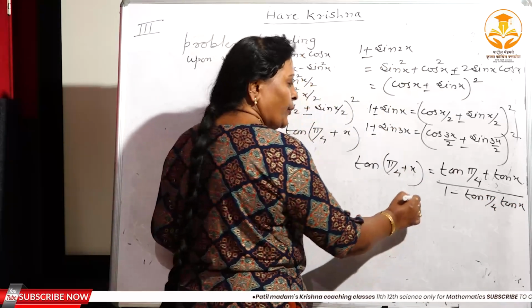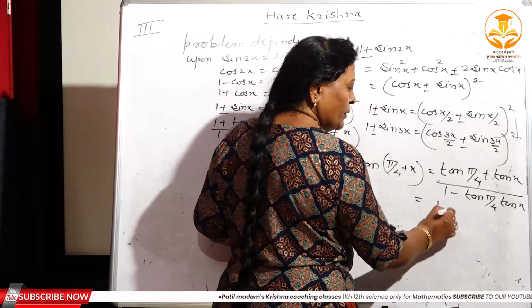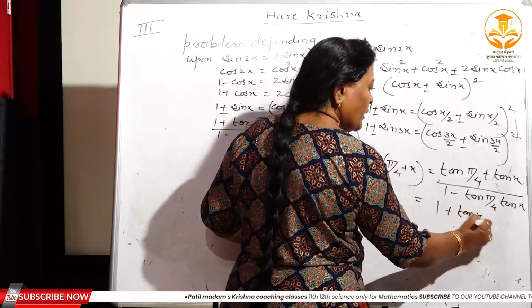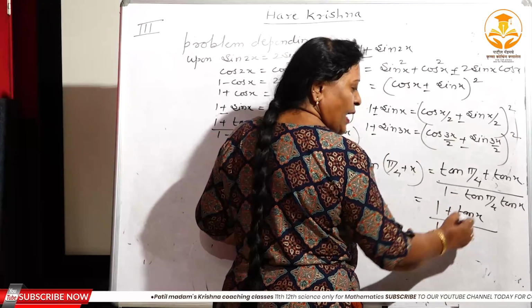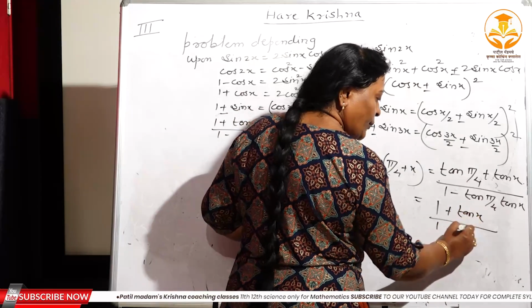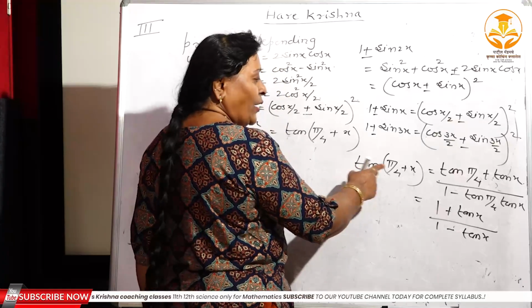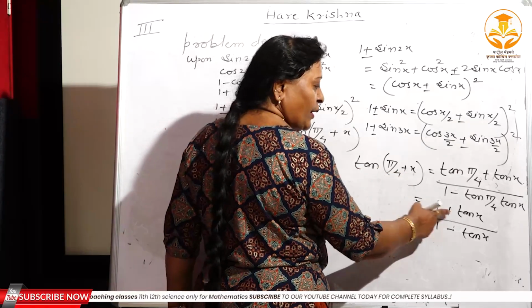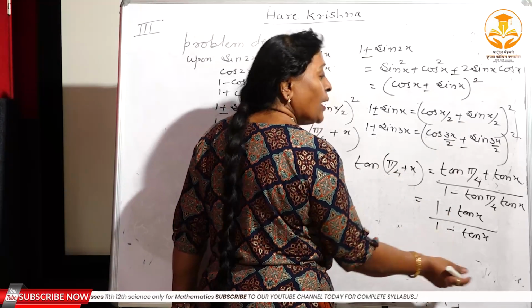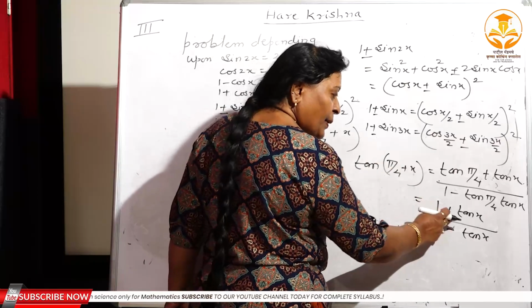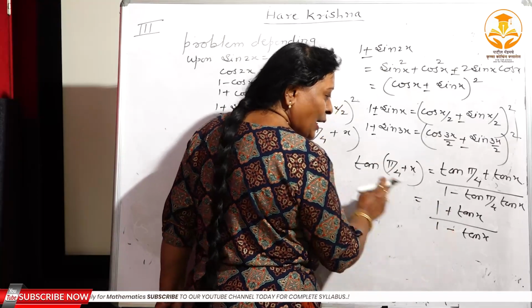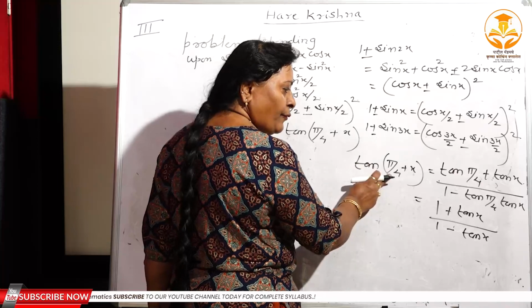Isn't it? Therefore, what is tan pi by 4? It is 1. So, 1 plus tan x over 1 minus tan x. Therefore, tan of pi by 4 plus x, you can write as 1 plus tan x divided by 1 minus tan x, or conversely, 1 plus tan x divided by 1 minus tan x, you can write like this, tan of pi by 4 plus x.